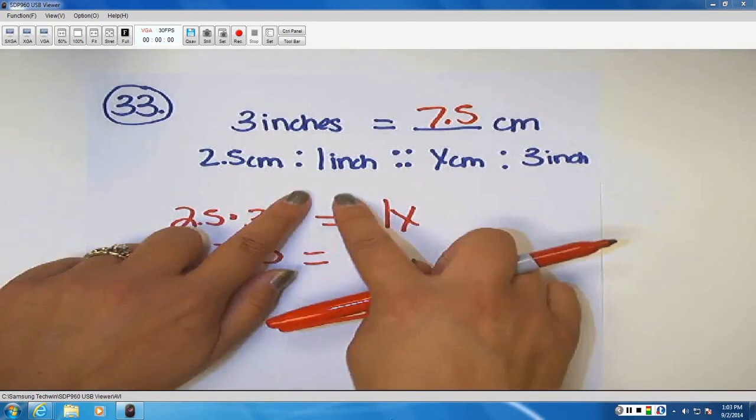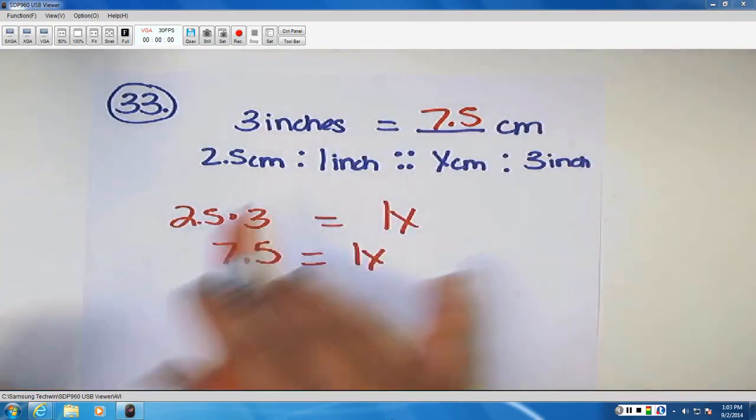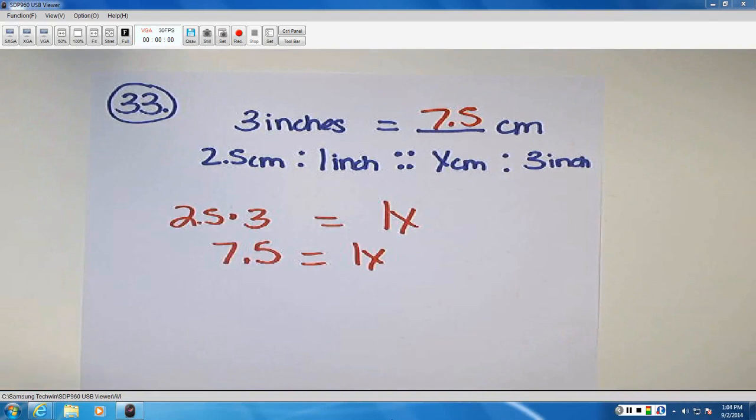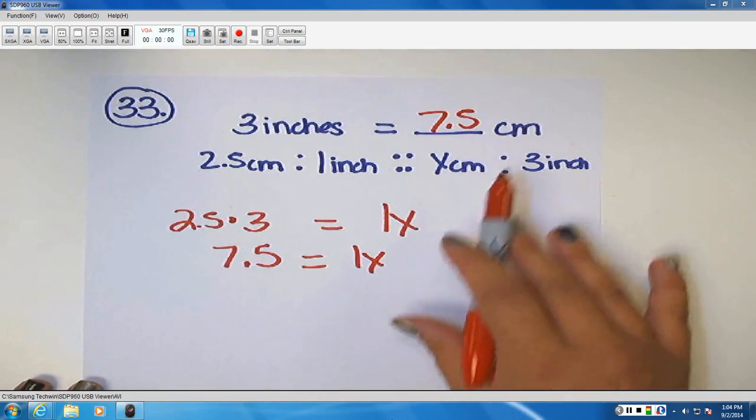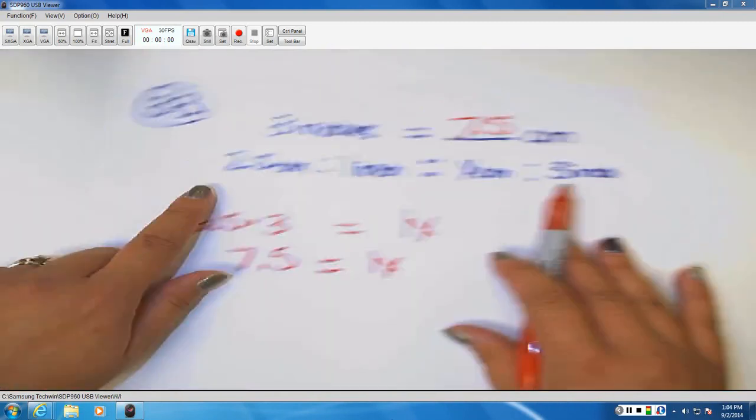I set up my equation, my proportion. What I knew was 2.5 centimeters equaled 1 inch. And then the right side of the equation is what was unknown. I wanted to know how many centimeters equaled 3 inches. So that's how I set up my equation.